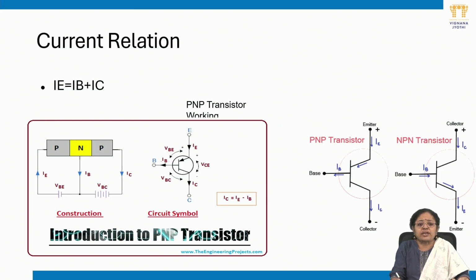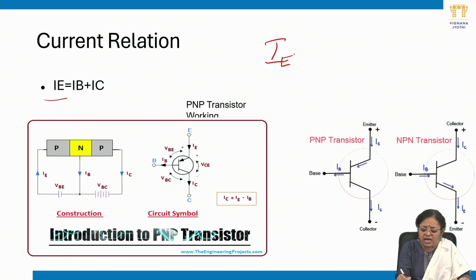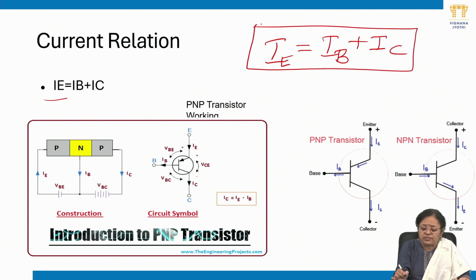So coming to the current relation in the BJT, we have three terminals, emitter, base and collector. Emitter current IE, I can write it as emitter current I suffix E. Emitter current is equal to the base current and the collector current. So this is very, very important. Following the direction of the current flow arrow given in the emitter, this is also depicted by that. So emitter current is equal to the base current and the collector current.